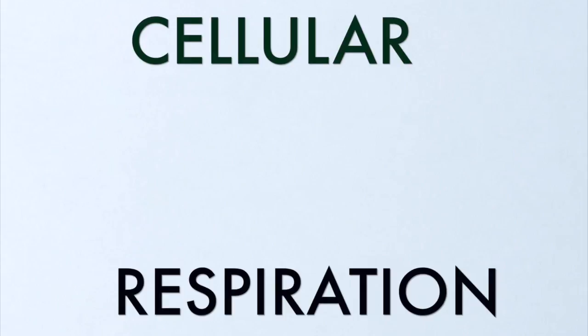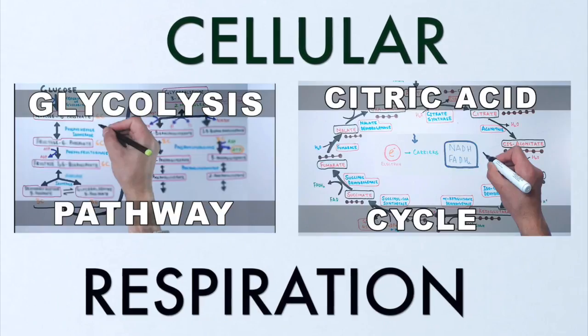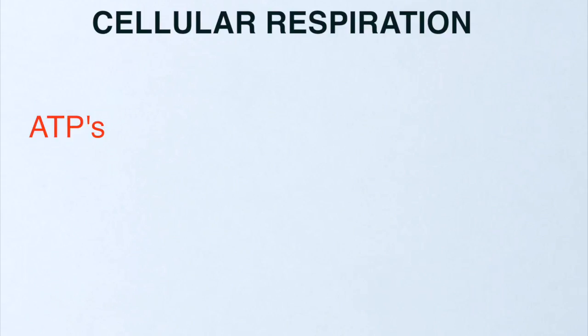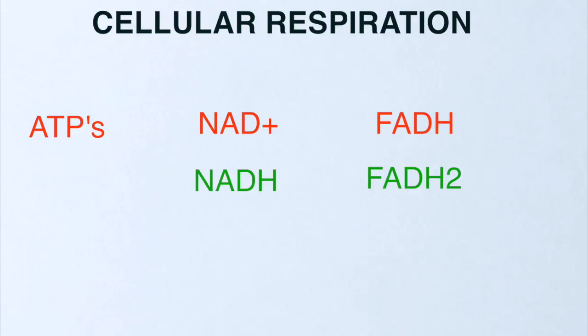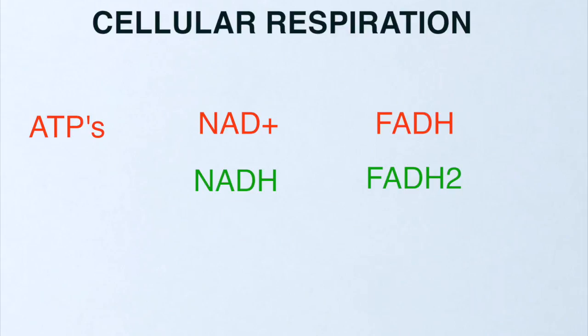In the series of videos, we have been discussing cellular respiration, where we discussed glycolysis first and then the citric acid cycle, where we saw the formation of some ATPs and also the reduction of some molecules like NAD plus and FAD. The reduced forms of NAD plus and FAD are NADH and FADH2, and are called electron carriers, as they will deliver their accepted electrons to the electron transport chain that lies in the inner mitochondrial membrane.